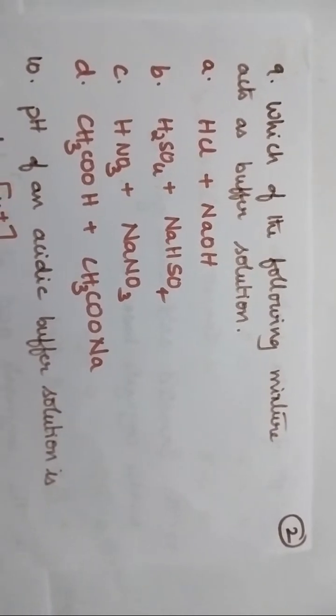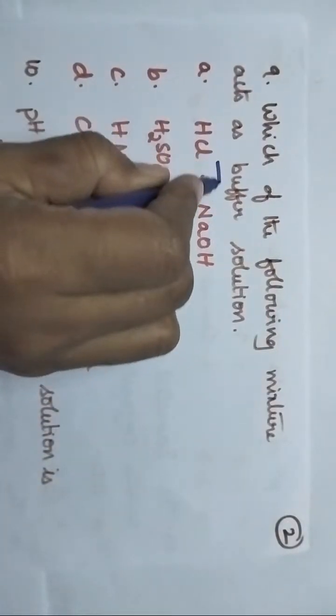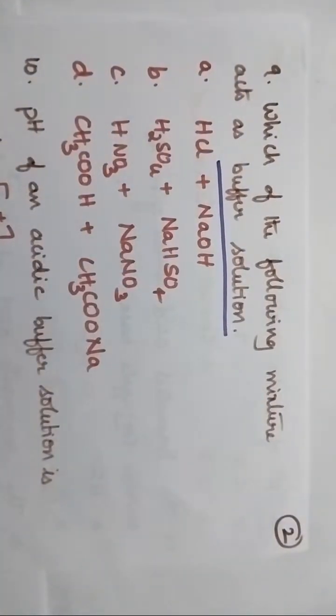Let us move on to the 9th question. Which of the following mixtures acts as a buffer solution? So, you are supposed to identify a buffer solution. Always remember, a buffer solution will be prepared from weak substances. Whether it is an acid or base, it should be weak. So, we have to consider a weak acid or weak base. That is the hint for the 9th question. You try to answer.